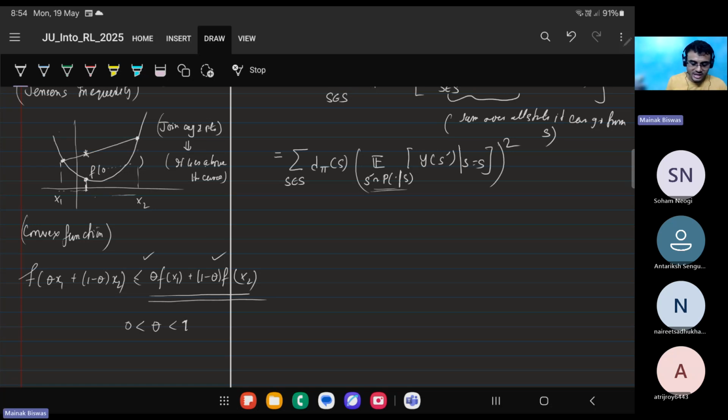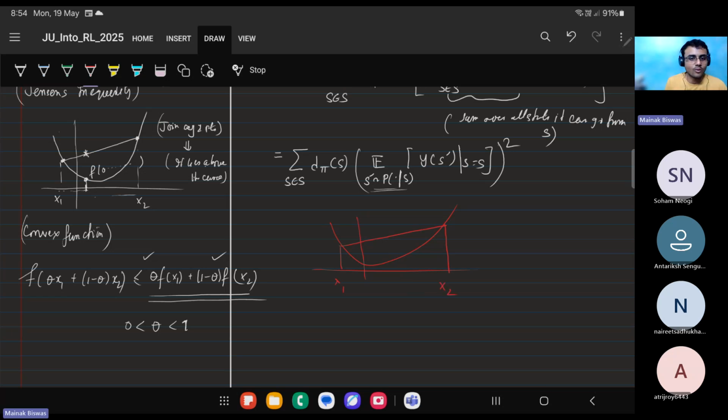Okay, so what does Jensen's inequality say? Jensen's inequality says that if you have a convex function like this, okay, so I have a convex function, I'll draw the Jensen's inequality here. You have 2 points, right? Say x1 and x2. The easy way to remember is, if I have just 2 points on this curve, right?